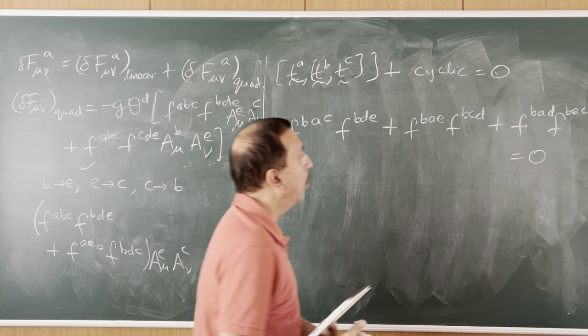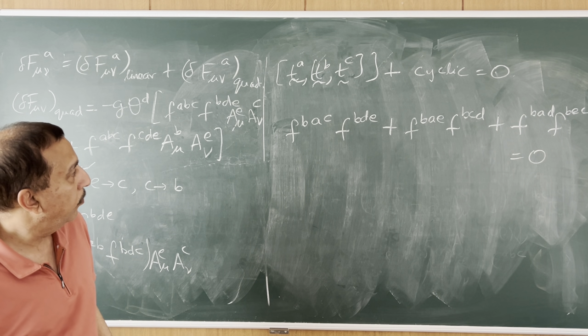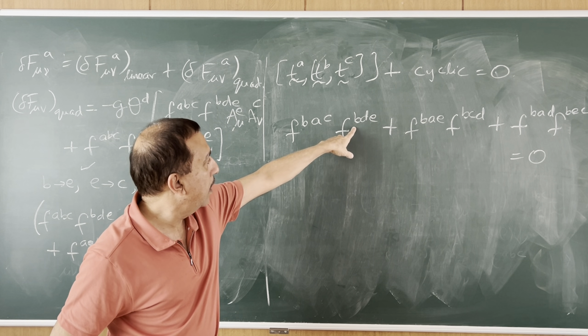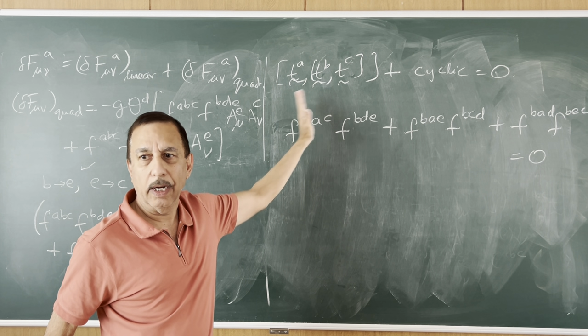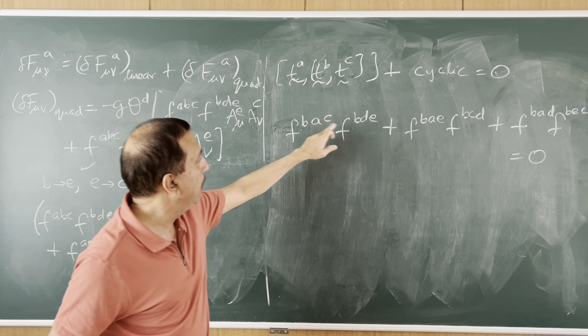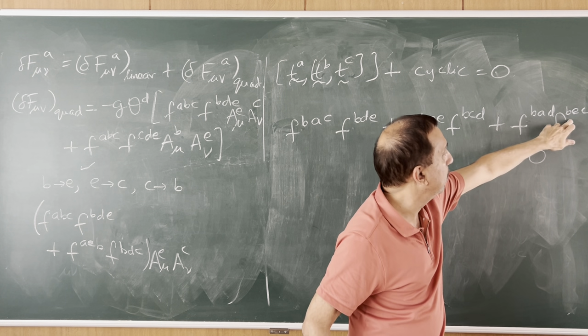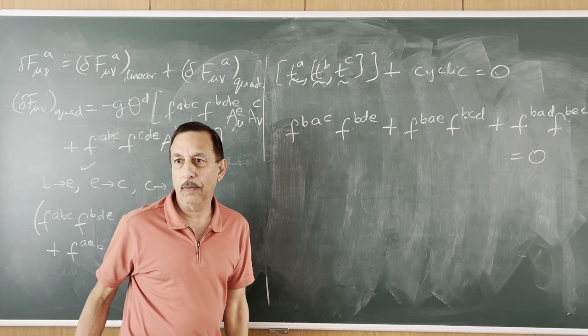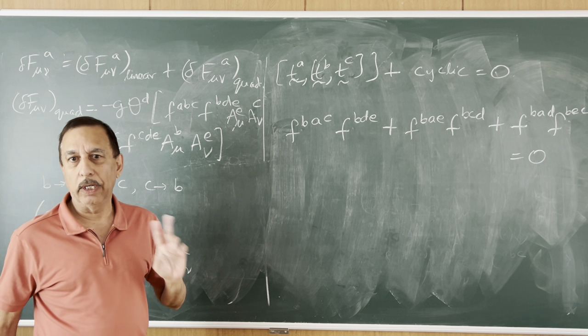Equals 0. So here's the algorithm. Put the index that is summed right in the front or right at the back, it doesn't matter. So B is here, B is here, B is here, B is here, B is here, in all the terms. Okay, one index is summed. Not two, only one index is summed.